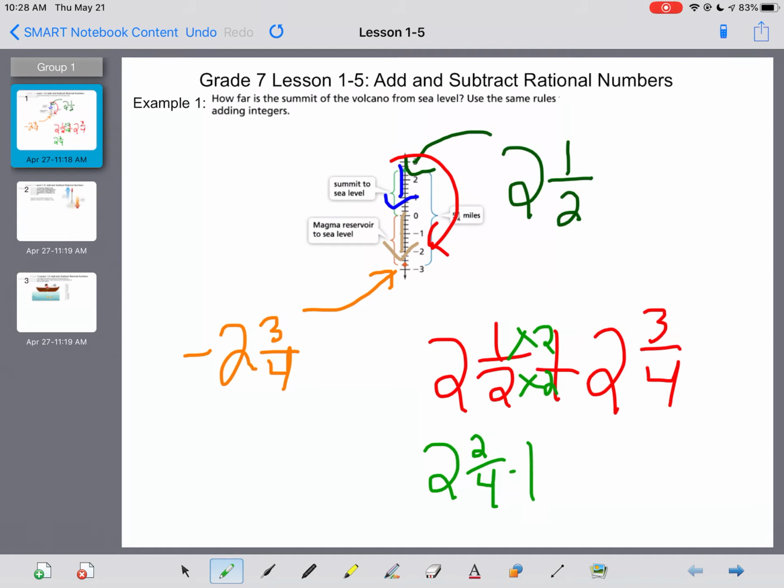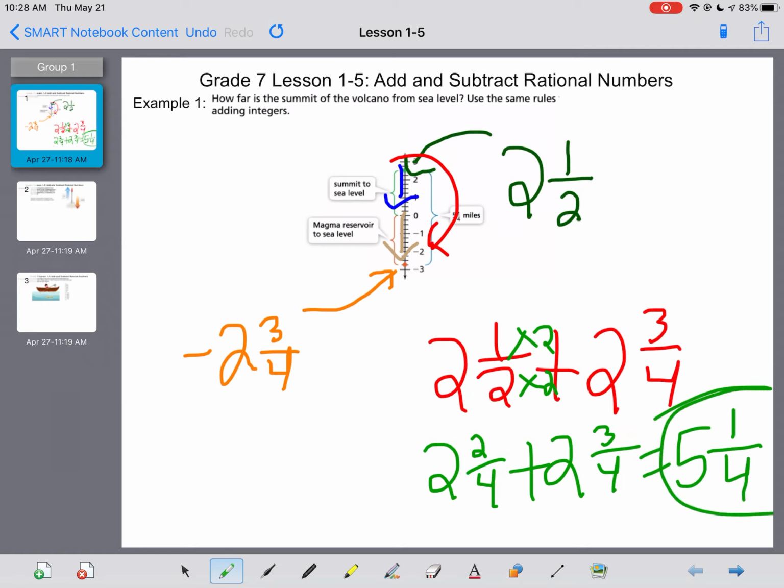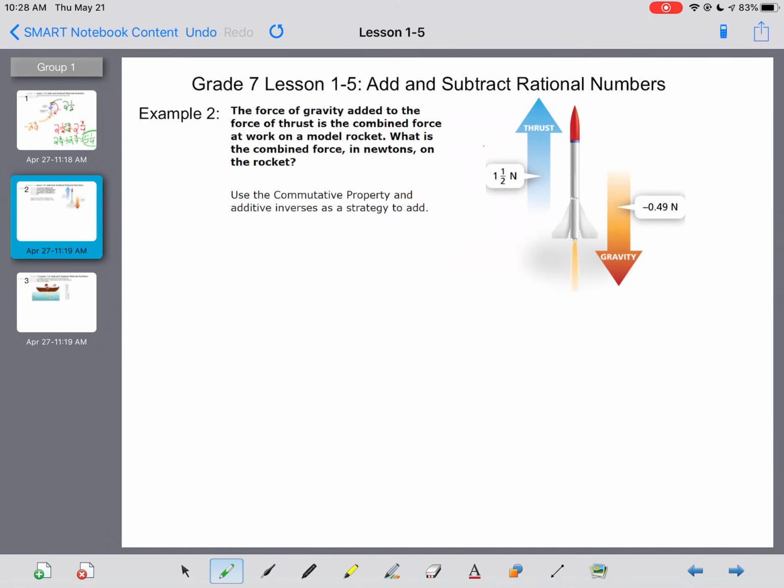So 2 2/4 plus 2 3/4, and with the use of a calculator, if we couldn't do this by hand, we get 5 1/4 miles, and that is our answer, 5 1/4. So 2 2/4 plus 2 3/4, we traveled from the top of the summit down to the bottom of the reservoir, where the reservoir was at. We traveled 5 1/4 miles.